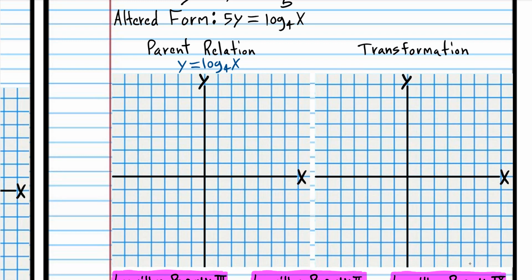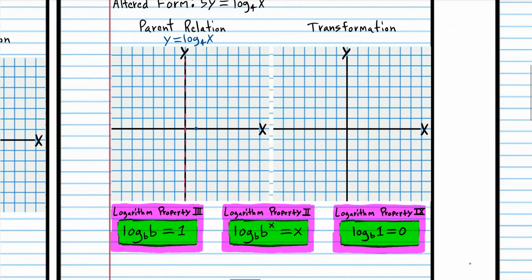Let's write the parent graph. We have a vertical asymptote, of course. We have the point 1, 0 using property 9 at the far bottom right. If you plug in 4, the base of the logarithm is 4, so if you plug in 4 for x, we get 1. That's logarithm property 3 down here. And I don't think we're going to be able to fit any other points on the window, so we can just connect the dots.